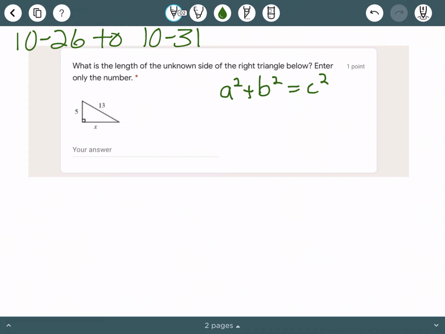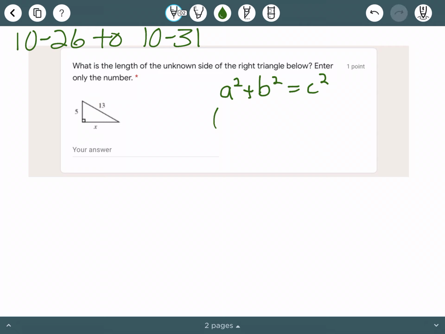For the first problem, we need to determine the length of the unknown side of the right triangle below. It says to enter only the number; we don't need to put any sort of unit of measurement. The missing side is one of the legs, so it needs to be plugged in for either A or B. It does not matter which. Now 13 is the hypotenuse, so that's going to go in for C.